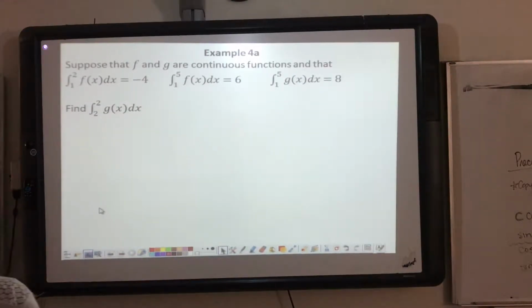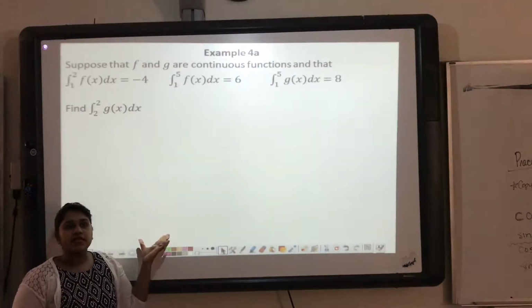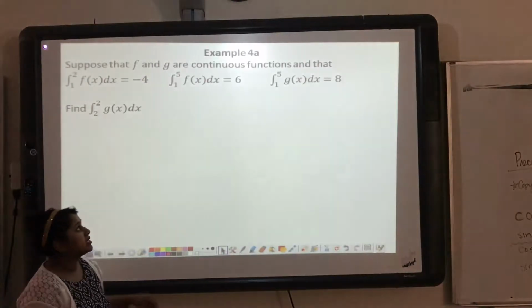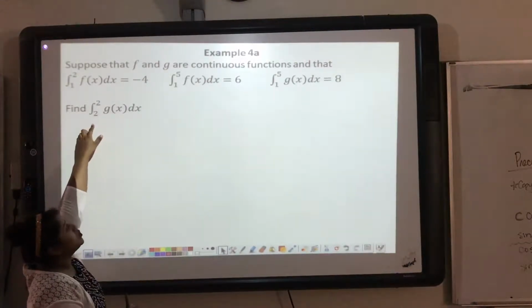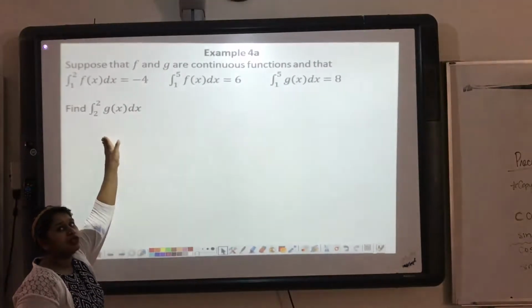Okay, here we're at example 4, sorry. So example 4 is all about those 5 properties that I put at the front of your packet, packet 6.2. So for the first one we're going to be looking at is finding when our A and our B value are the same. So I'm going from 2 to 2.